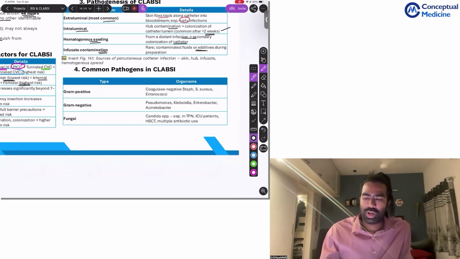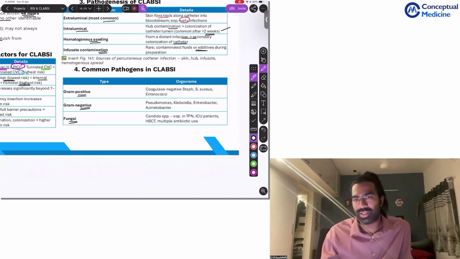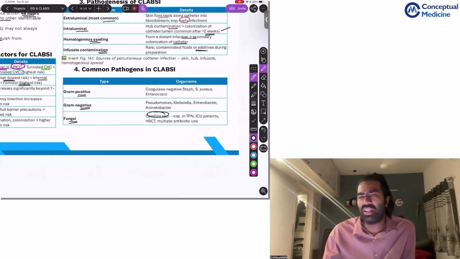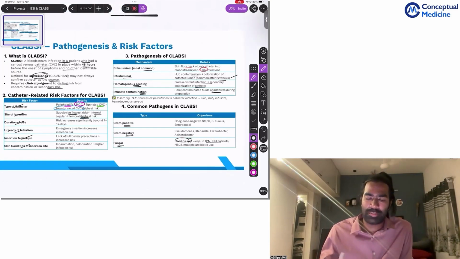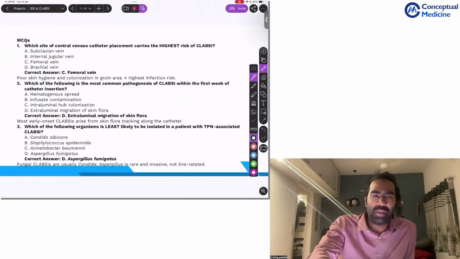All right. So what about the common pathogens in CLABSI? It could be gram-positive organisms, gram-negative organisms, and fungal organisms. Gram-positive organisms are typically coagulase-negative Staphylococcus, Staphylococcus aureus, or Enterococcus. Gram-negative organisms can be Pseudomonas, Klebsiella, Enterobacter, Acinetobacter, and for fungal infections, especially it's going to be Candida. And we have discussed this so many times. It's going to be common in TPN patients, ICU patients, patients who have recently received transplants, or patients having a history of multiple antibiotic use.